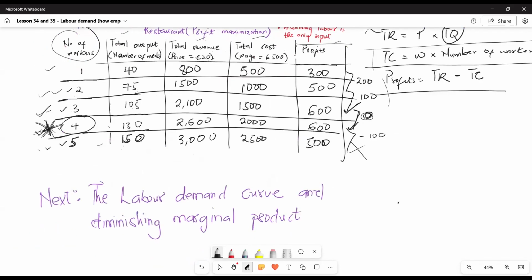So this is all that we have on our second lesson on labor demand. The next lesson is going to be on the labor demand curve and the diminishing marginal product.